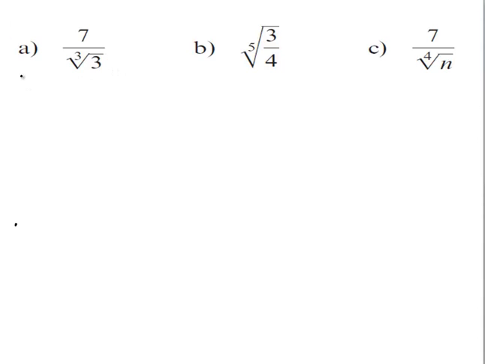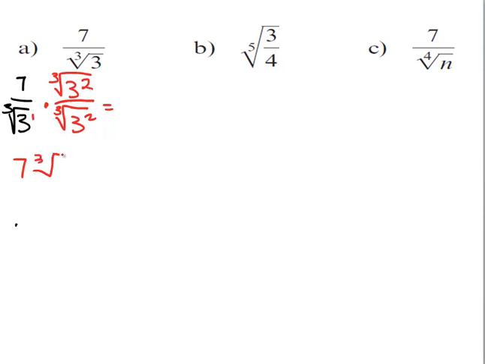So here I have 7 over the cube root of 3, and that, remember, is the same as 3 to the 1. So I'm going to multiply this by the cube root of 3 to the 2 over itself, right? So I will have 7 times the cube root of 3 to the 2 over the cube root of 3 to the 3.